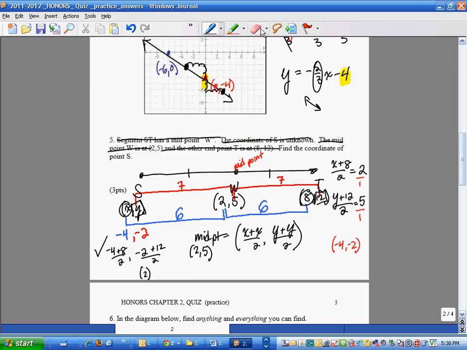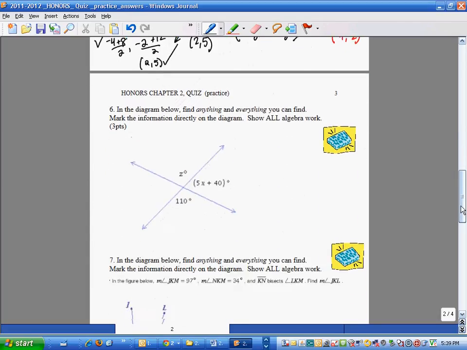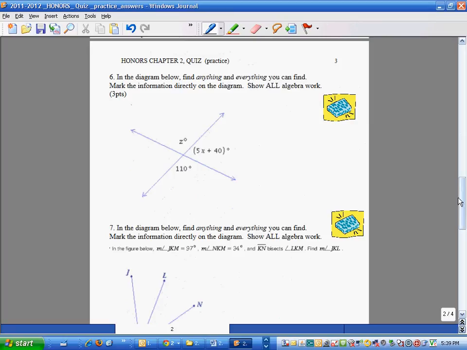Okay, in the figure below, find anything and everything that you can find. So first off, we're going to identify what we have here. These are called vertical angles. Vertical angles are always congruent. These are vertical angles too, going this way.